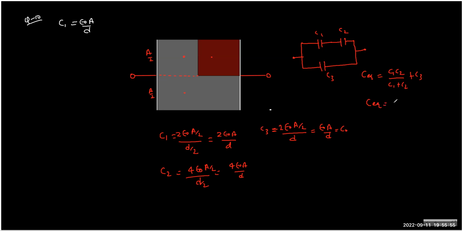So C1 is 2 C naught into C2 is 4 C naught upon 6 C naught, plus C3 is 2 C naught. So 4 by 3 plus 2, final answer 7 by 3. So this is the 7 by 3 C naught. And C naught is basically C1. So C equivalent upon C naught is 7 by 3, and probably this is what they're asking, right? Yeah, the ratio. So the answer is D.